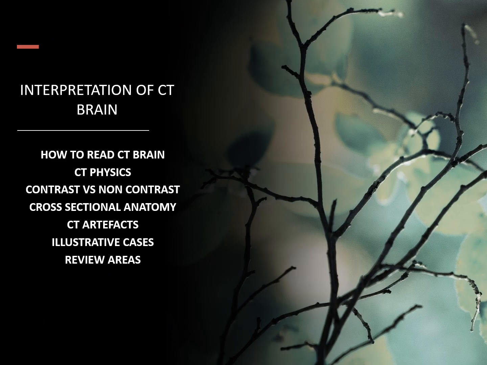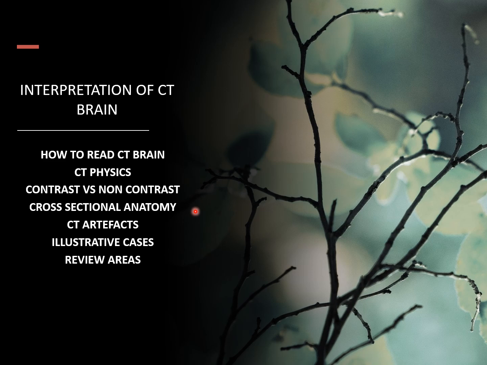So to summarize what we have been discussing in the last 45 minutes, we learned how to read CT brain, the various ways of doing it, namely the rudimentary approach, systematic approach, and a more efficient targeted approach. We learned two important concepts in CT physics, namely windowing and Hounsfield units. Then we learned when to give contrast and when to just do a non-contrast brain. We learned about the cross-sectional anatomy.